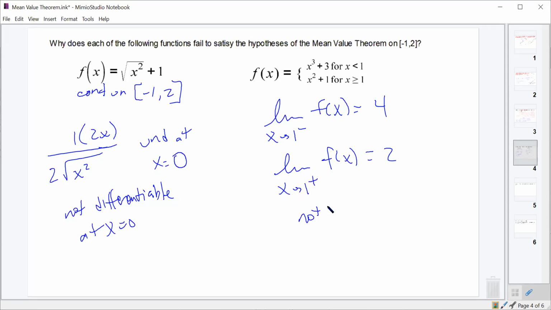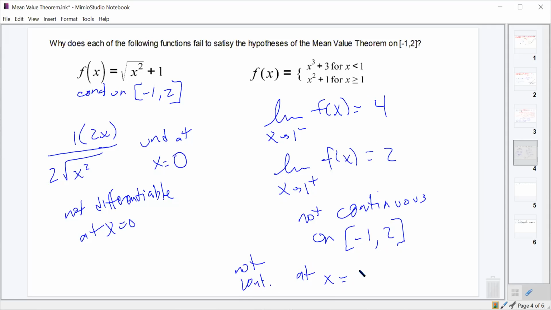So we would say it's not continuous on -1 to 2, right? Specifically, not continuous at x equals 1. Good or no? Good. Great.